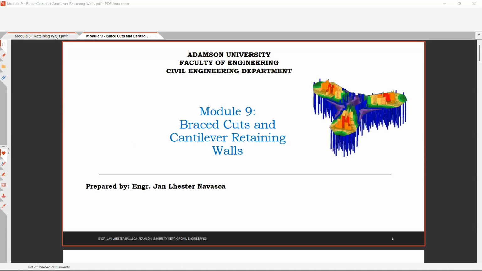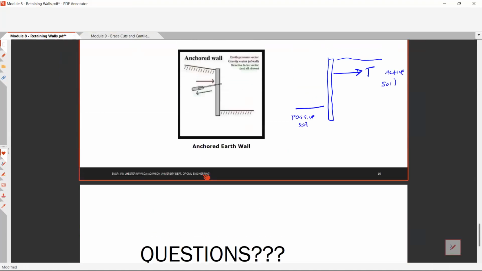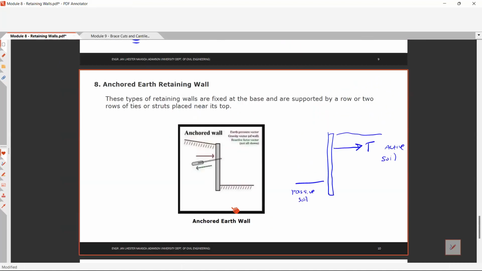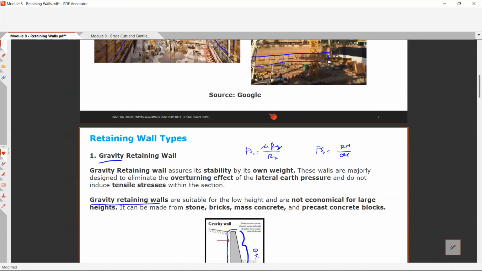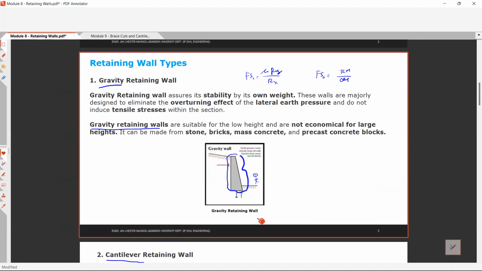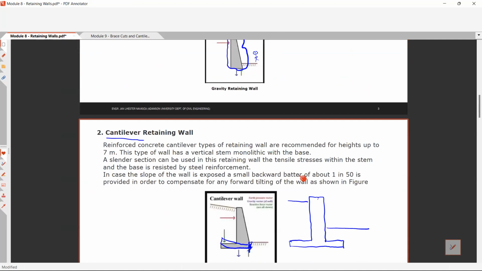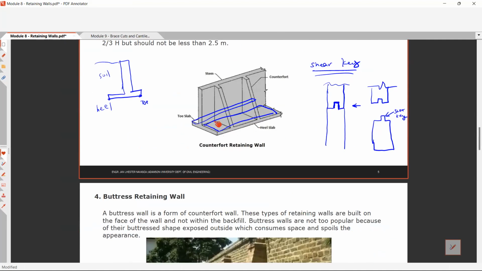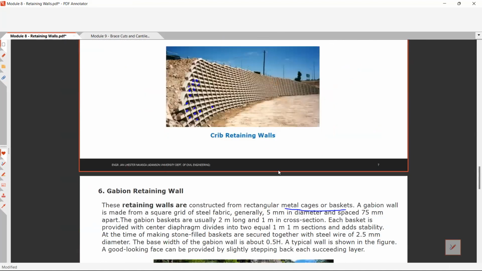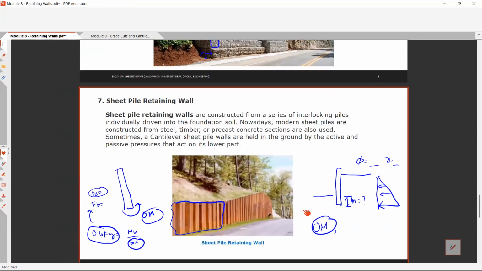Okay. So for now, alam nyo na yung different types of retaining walls. I think marami na rin tayong na-design for retaining walls. Na-design tayo ng gravity retaining walls. Wala pa tayo nitong cantilever retaining walls. Okay, this counterfort. I think also nakapag-design na rin tayo nitong sheet pile retaining walls.